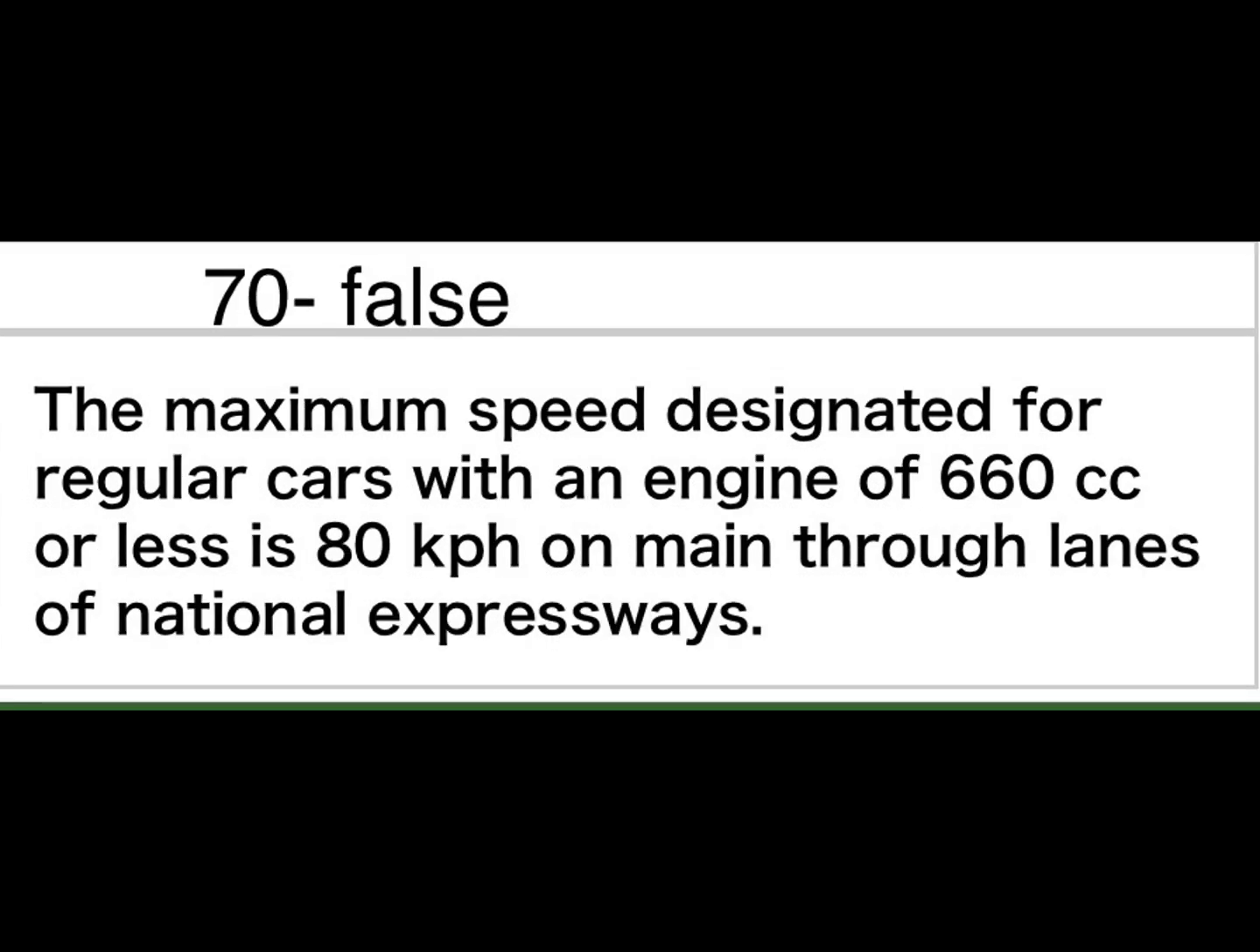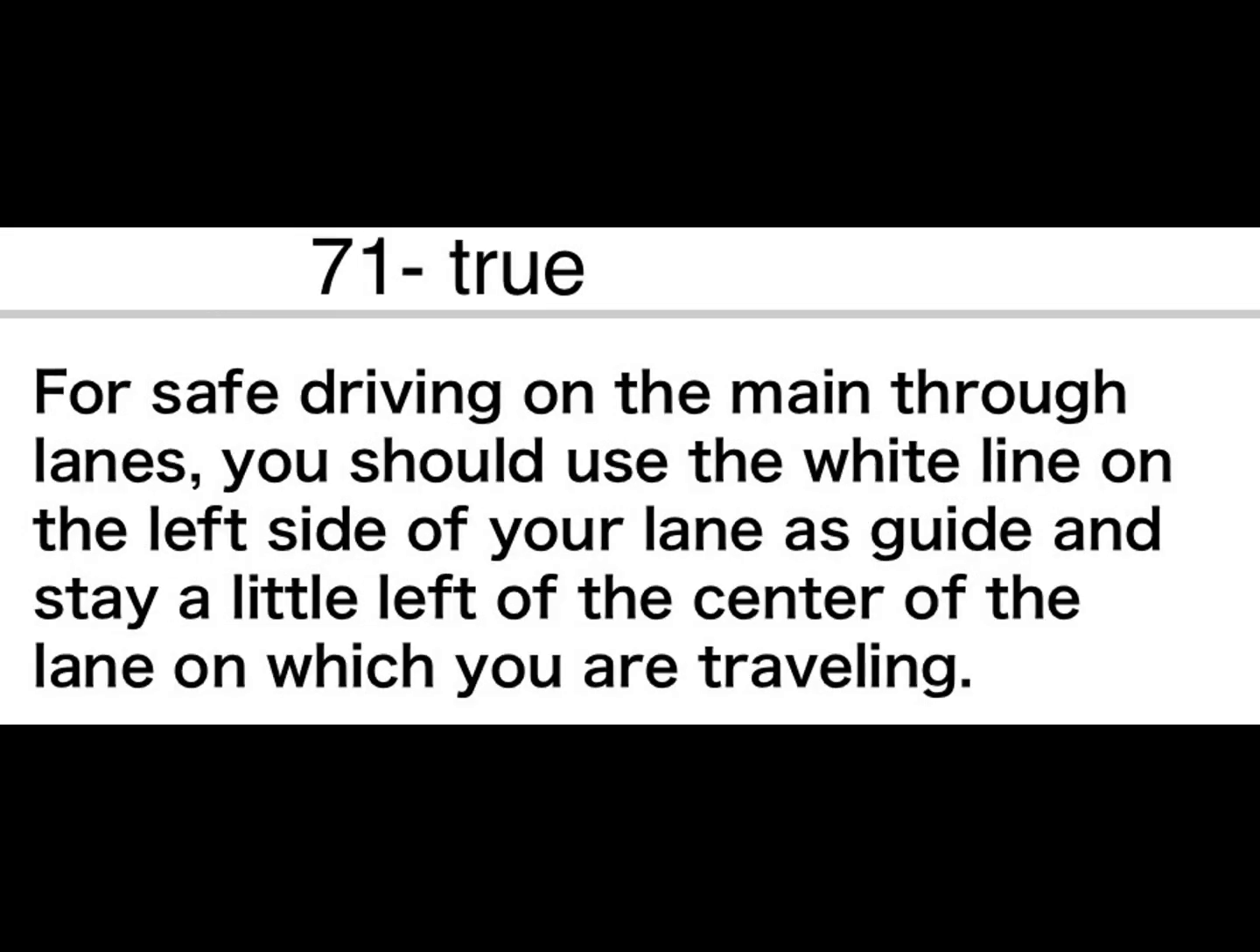True. The maximum speed designated for regular cars with an engine of 660 cc or less is 80 km per hour on main through lanes of national expressways. False. For safe driving on the main through lanes, you should use the white line on the left side of your lane as guide and stay a little left of the center of the lane on which you are traveling.